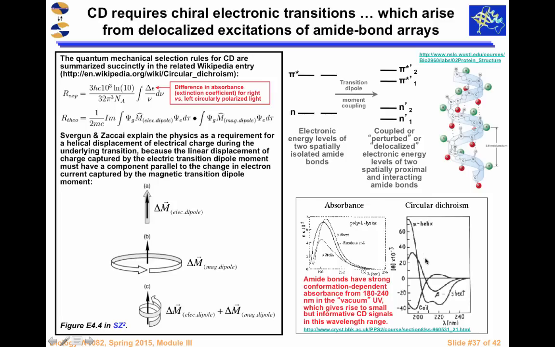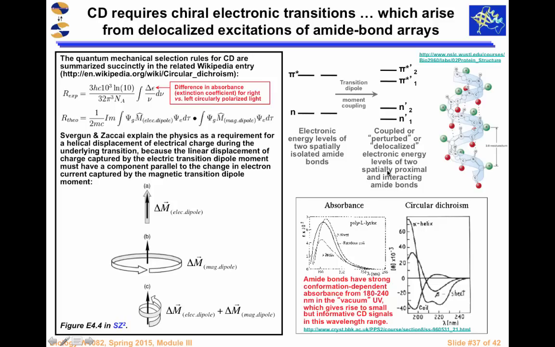And so what you get is differences in sign. In some regions, you get more absorbance of right circularly polarized light, in others of the left. The way those switch around depends on the secondary structure content, because the secondary structure changes the chiral nature of the delocalized electronic orbitals.